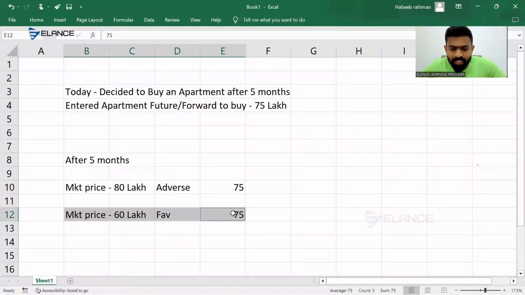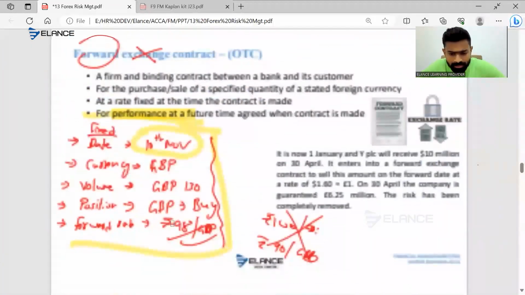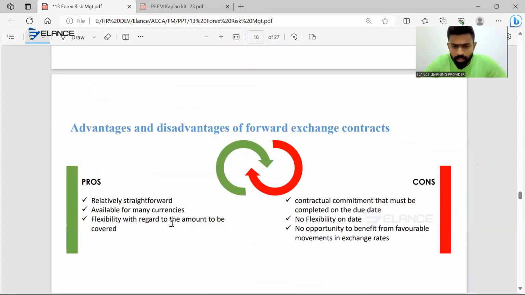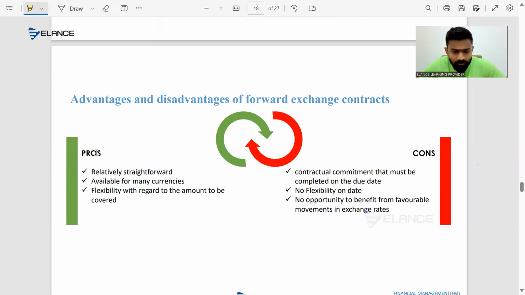Great. Either way, you have to fulfill the contract at what price? Whether it's an adverse movement or a favorable movement in the market, you have to fulfill the contract. It's a binding contract. You have to fulfill the contract at what price? 75. Okay. So if you come down, in PDF page number 18, there are the advantages and disadvantages of forward.